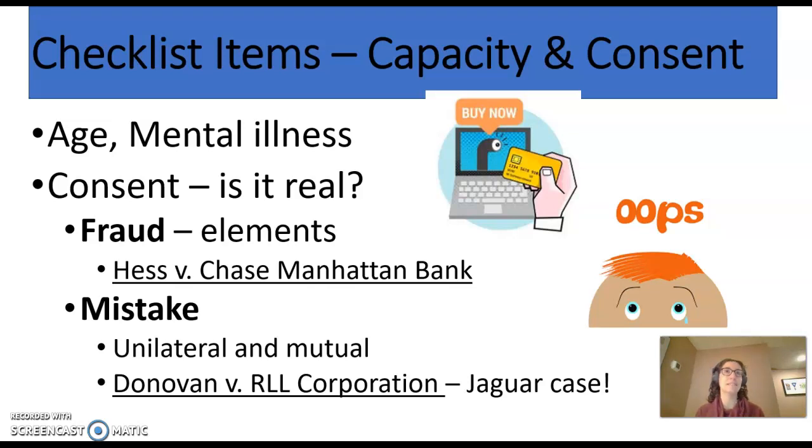The second type of mistake is called mutual mistake. And although I didn't list it here, I really want you to look at the case in your book called Sherwood versus Walker. It's a really fun ancient case about the sale of a cow, and it's really well studied for the concept of mutual mistake.